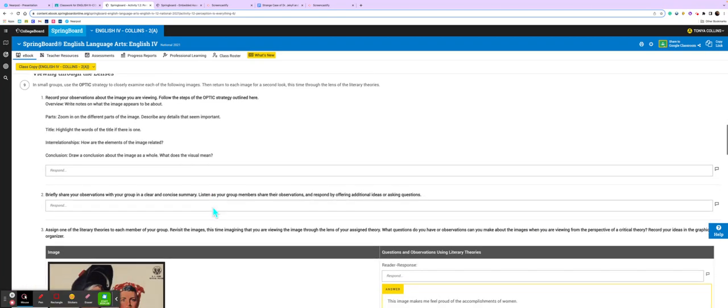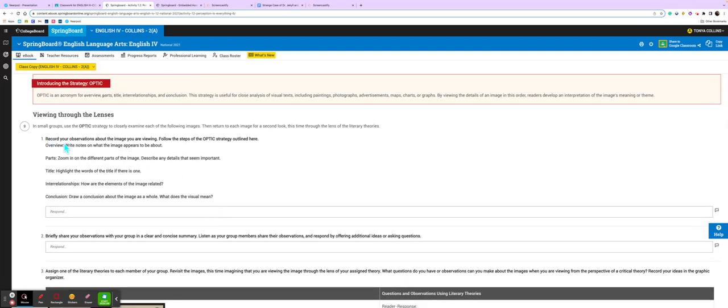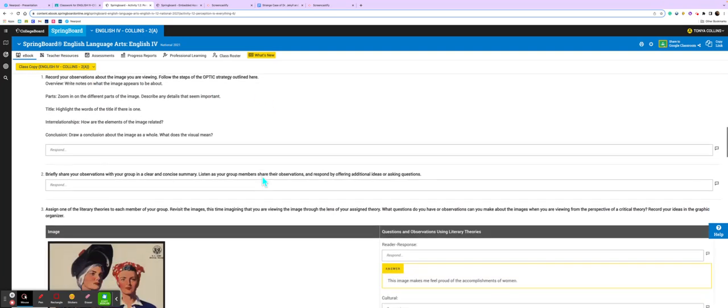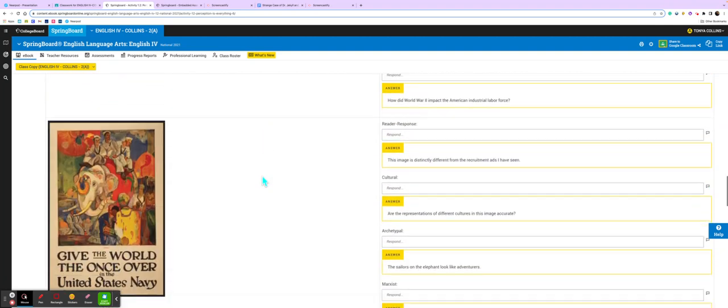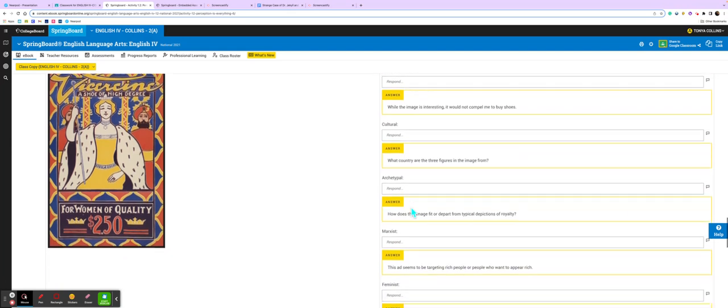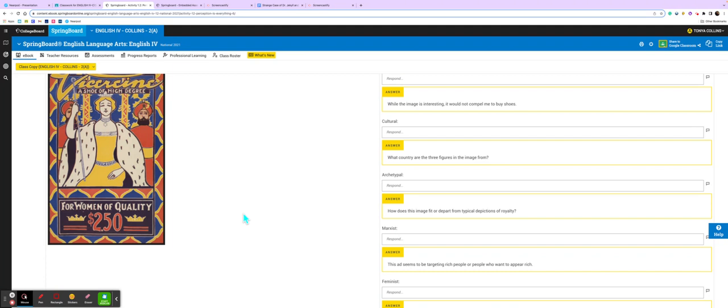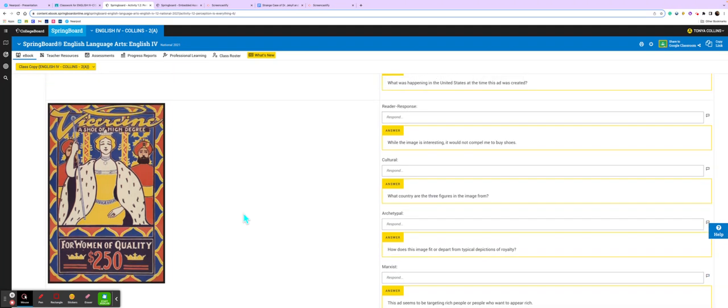Now, this activity works a lot easier if you do it in steps. So start with step one. Record your observations about the image you're reviewing and follow these steps. So I'm going to do one, let's say, for this one. And let's look at, let's say, feminist theory. Okay. What is this ad saying about what makes women of quality? Now, you must do this for all of them. You have to apply OPTIC to it. So remember to do step one.